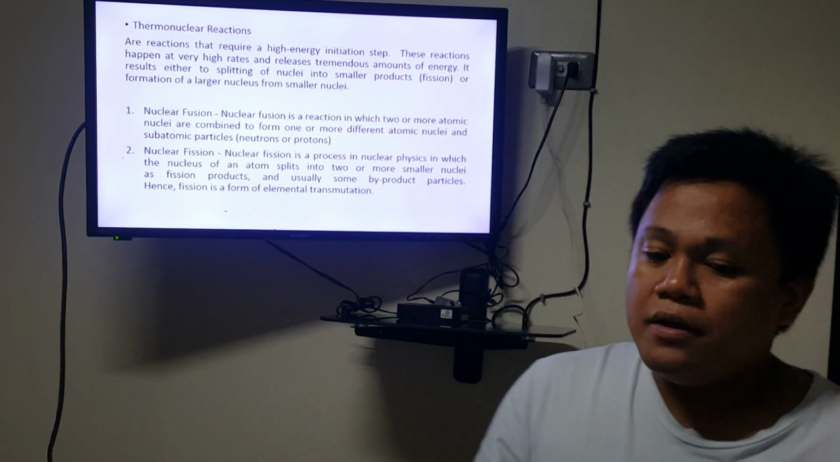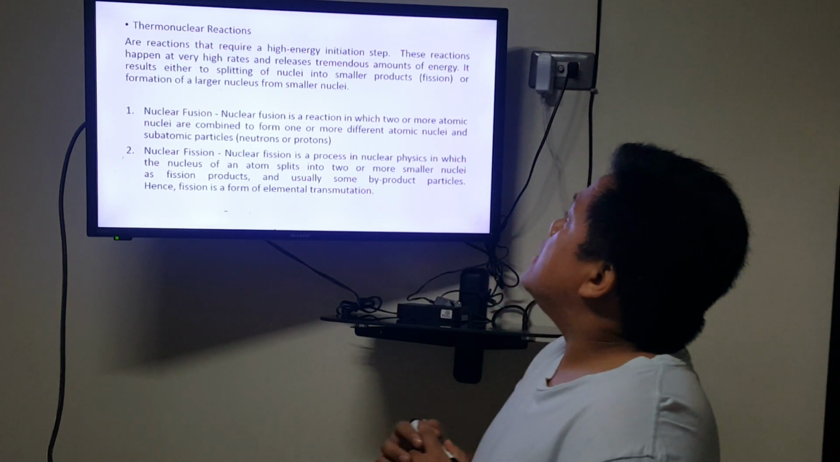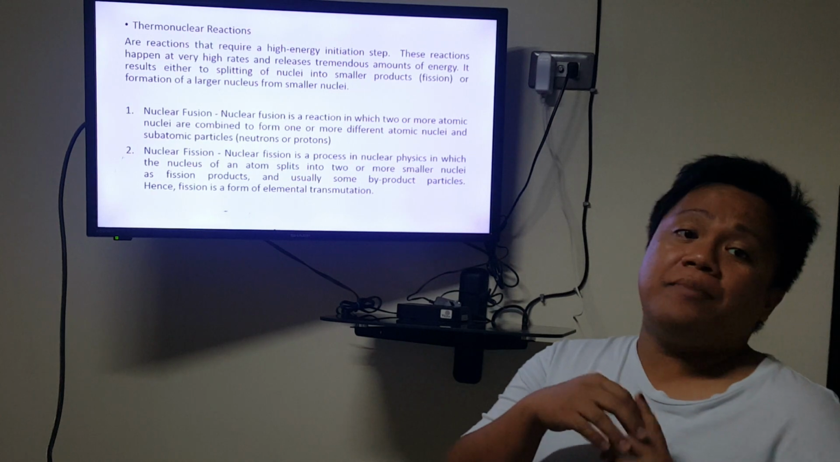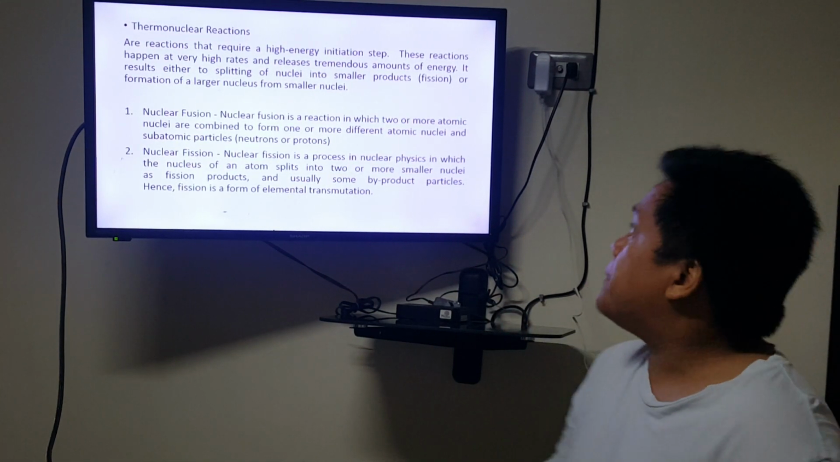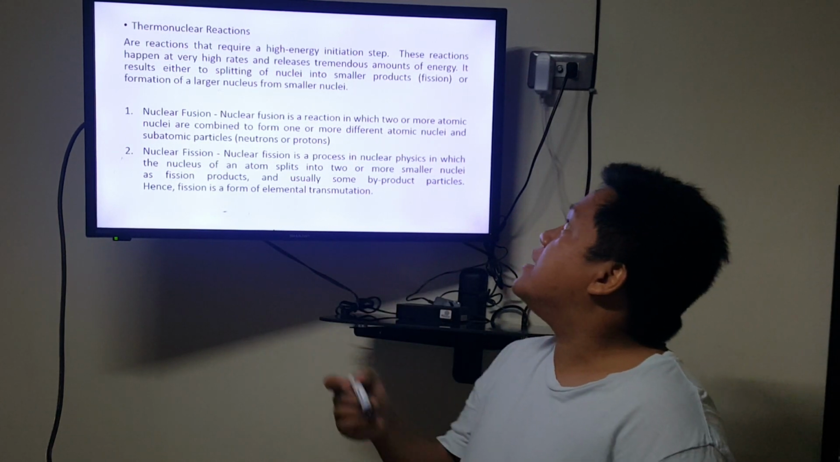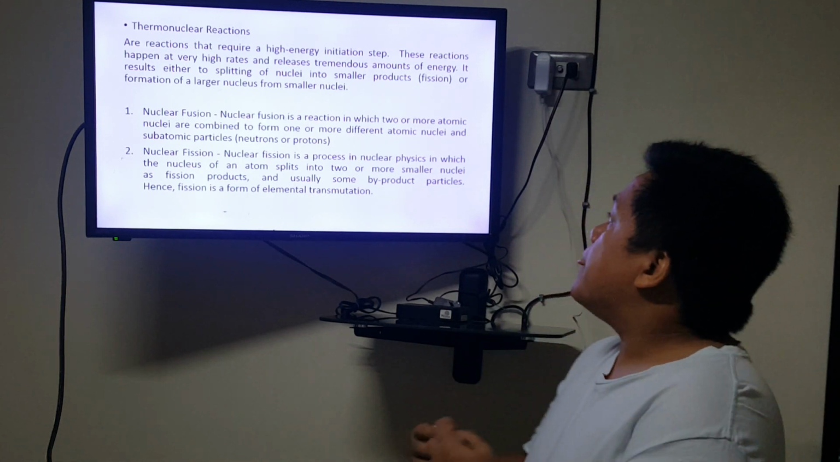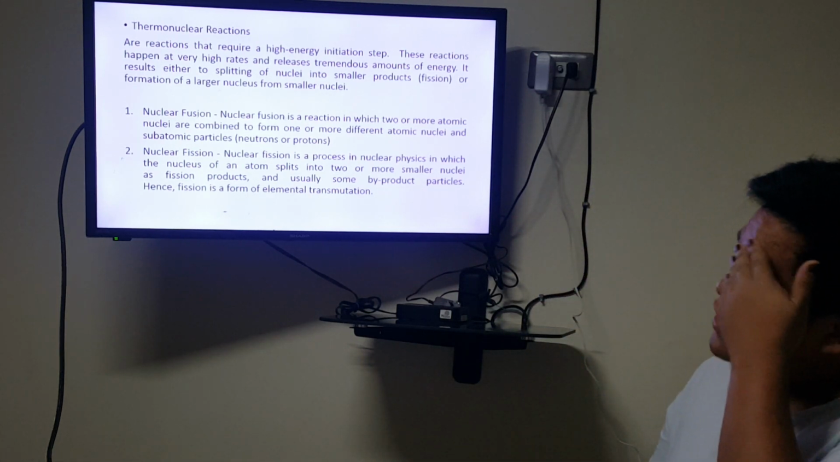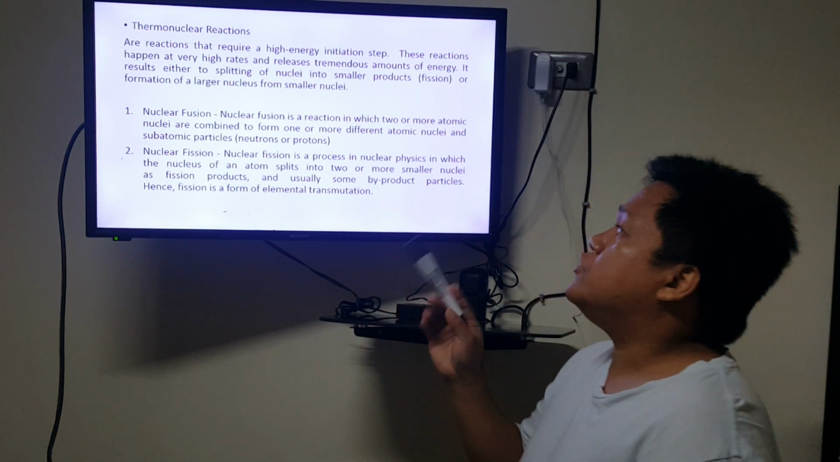Thermonuclear reactions are reactions that require a high energy initiation step. These reactions happen at very high rates and release tremendous amounts of energy. It results either in the splitting of nuclei into smaller products, fission, or the formation of a larger nucleus from smaller nuclei. So we have here number 2, thermonuclear reaction, that is nuclear fusion.